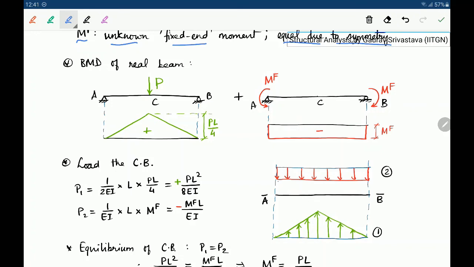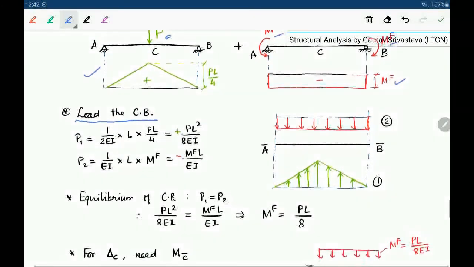So again our objective is to find the bending moment diagram of the real beam so that we can use it as a loading for the conjugate beam. Now there are two load cases for the real simply supported version of the beam. One is where there is a centrally applied load. For this the bending moment diagram comes out to be in triangular shape and positive, and second is where these two unknown fixed end moments are being applied, and in this case the bending moment diagram comes out to be like this and negative. Now these two we will use to load the conjugate beam.